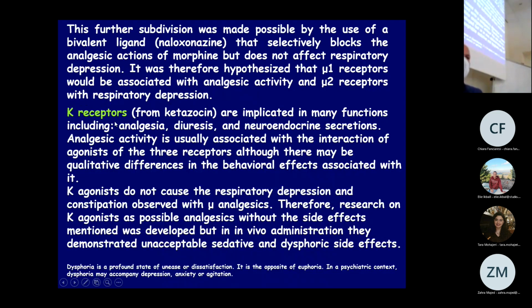Kappa receptor. Also, these receptors are implicated in analgesia, diuresis, neuroendocrine secretion. Kappa agonists, and this is an important point, do not cause respiratory depression. So for years, the companies tried to design kappa selective agonists, but without success. No compounds on the market.